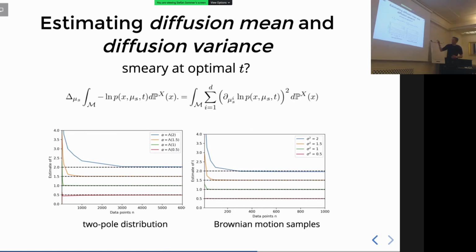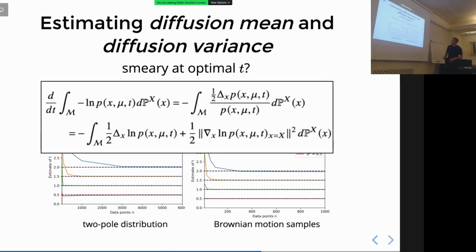So the diffusion mean here can be directionally smeary, meaning you can have a lower rate of convergence in some directions, but not all. So the situation is definitely improved compared to the Fréchet mean, but it's not the perfect picture. And let me just show you why this happens.